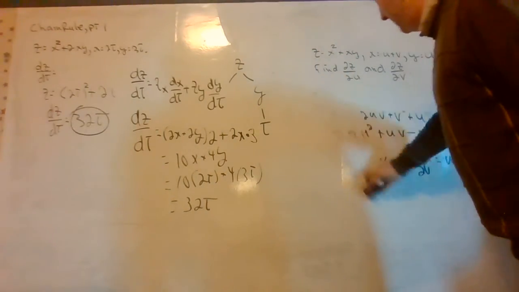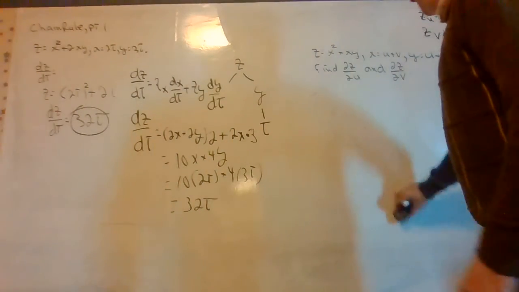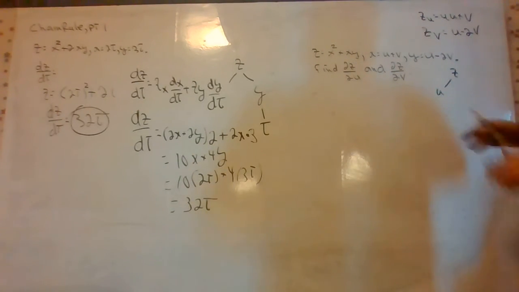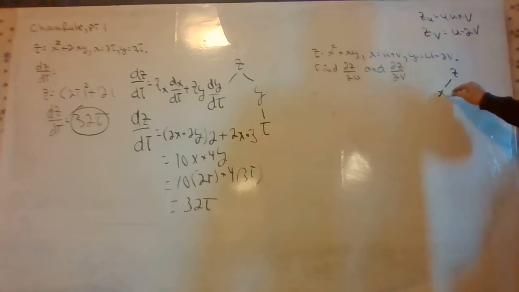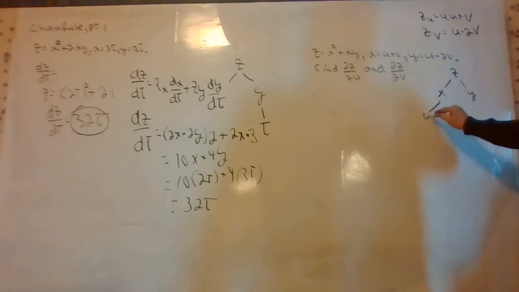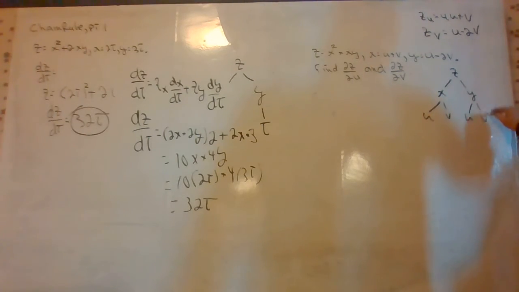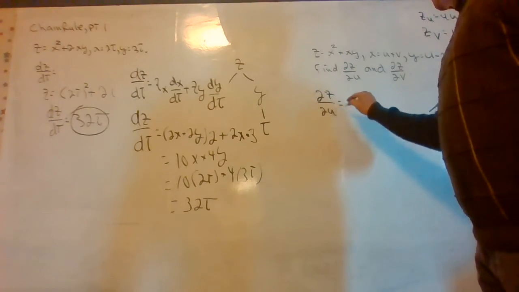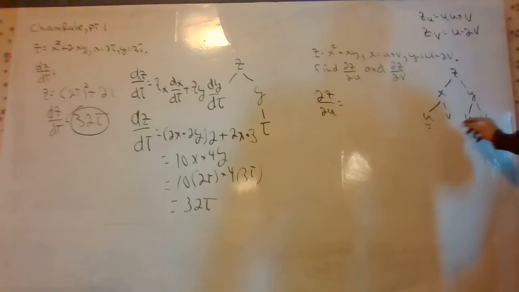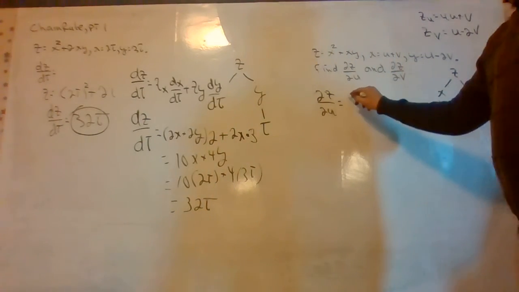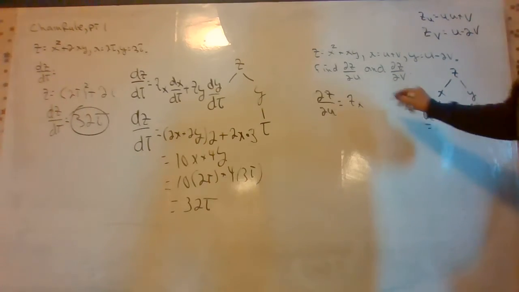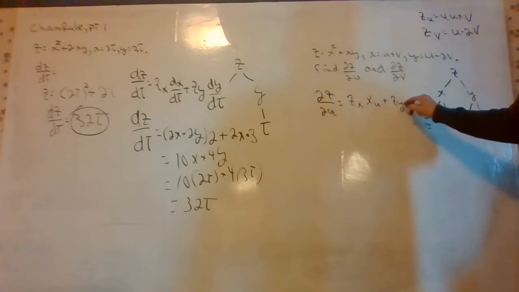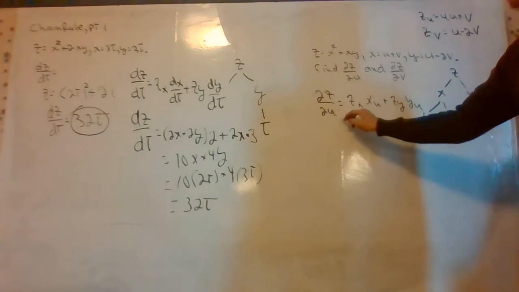Now let's show you a second method. We can make a tree diagram. z is a function of x and y, sorry about that. x is a function of u and v, and now we can write out partial of z with respect to u. There's two different ways in which you can get to this. z sub x, partial of x with respect to u, plus z sub y, partial of y with respect to u.